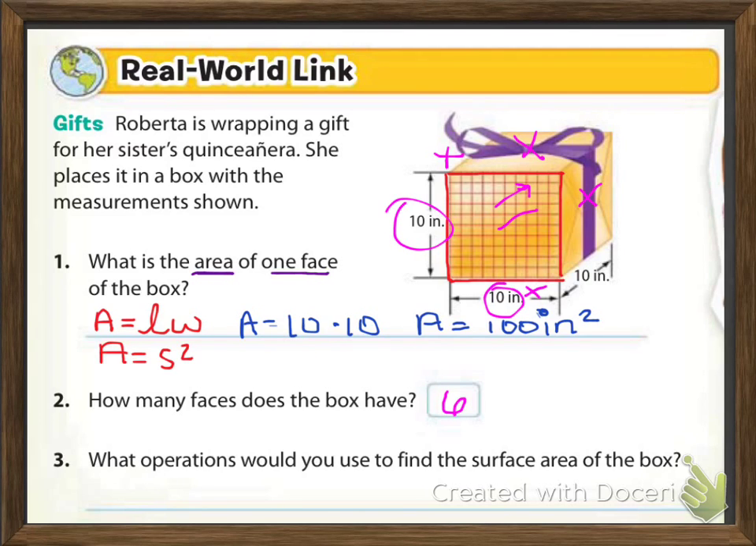And then the last question says, what operation would you use to find the surface area of the box? Remember, that operation word means they're basically asking you addition, subtraction, multiplication, or division. And you would actually use multiplication and addition. So as you can see, I wrote multiplication and addition. And I did abbreviate multiplication just to make our lives a little bit easier.